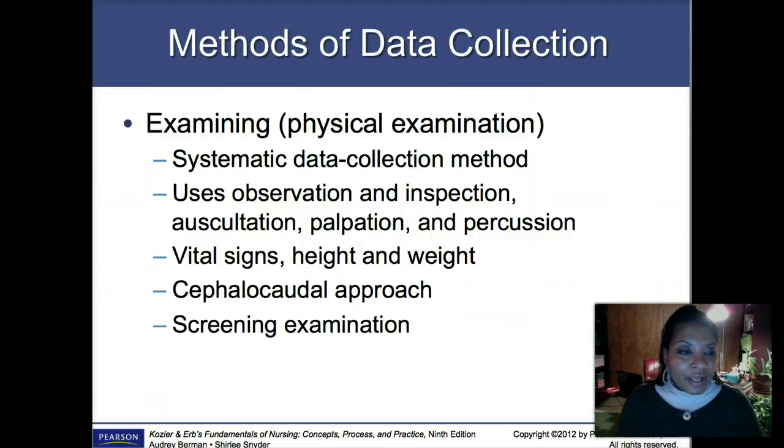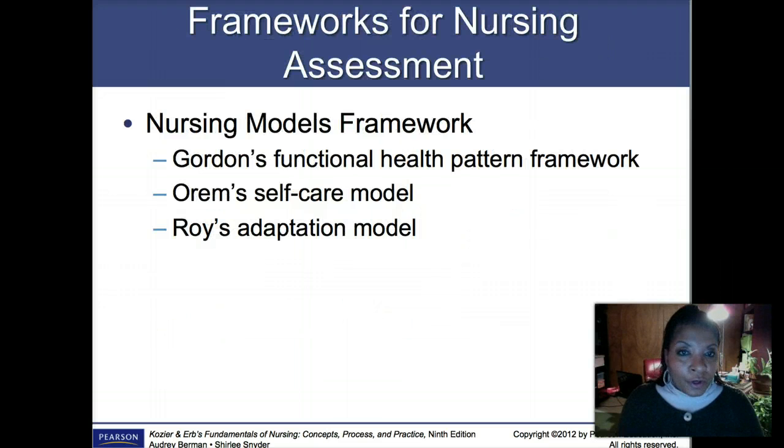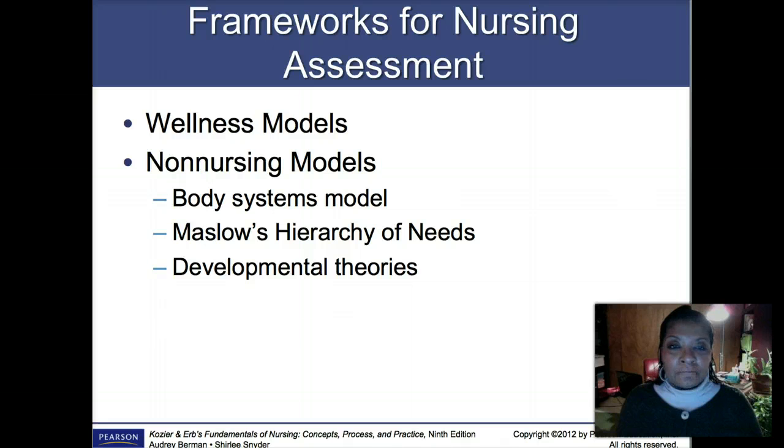The framework at MATC for doing a physical assessment or gathering data is, of course, Gordon's functional health patterns, and we're going to do a lot with that more on Tuesday, so make sure you bring your notebooks. There are other models of nursing assessment. All I really want you to know here is that when you are taking care of people or assessing them, you have to prioritize their needs.